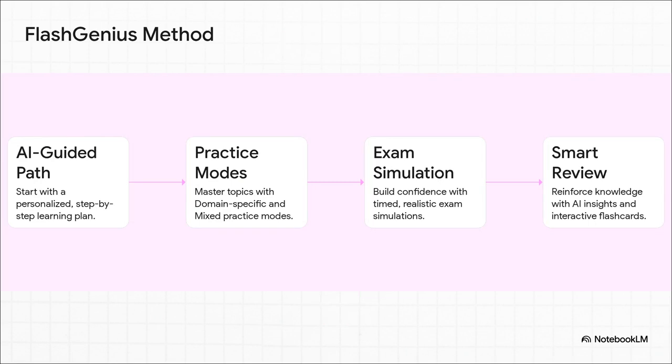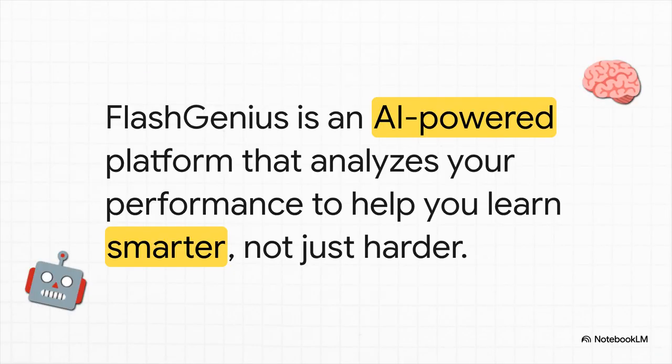This is where having a structured preparation system becomes a total game changer. The best way to study isn't just to find a pile of questions. It's a complete workflow. Imagine starting with a personalized learning path, practicing until you nail each topic, then testing yourself with realistic exam simulations, and finally, using smart review tools to lock in everything you've learned. You know, the key difference in modern prep tools is intelligence. Instead of just throwing questions at you, an AI-powered platform can actually analyze how you're doing, find your weak spots, and then guide you on what to study next. It's all about learning smarter, not just harder.